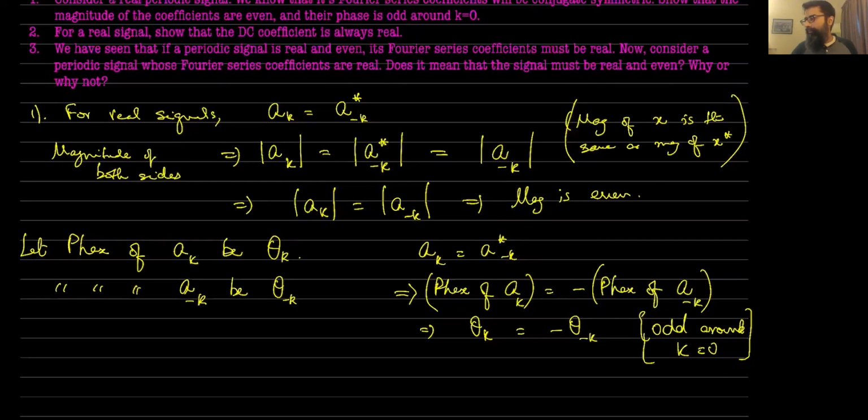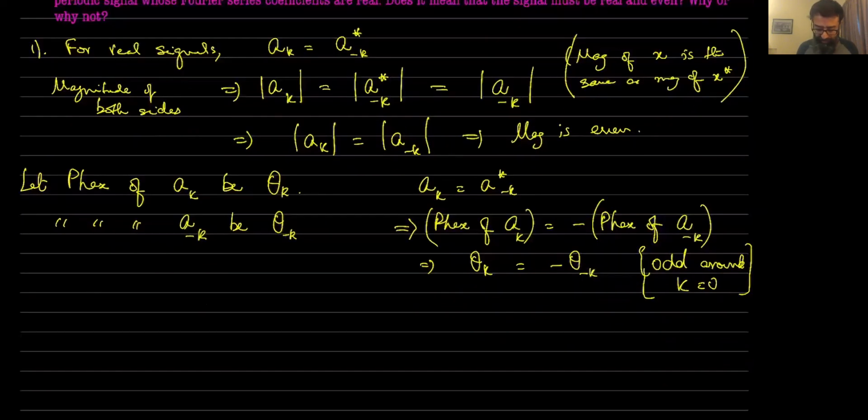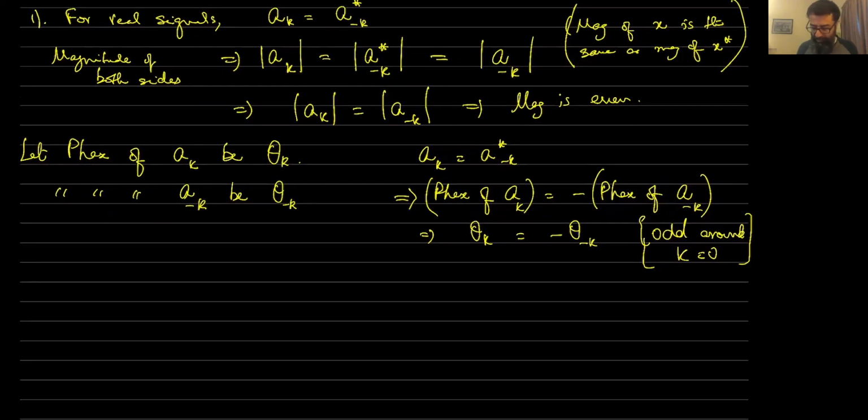Huda is asking, can you explain why the phase of A_k is equal to the negative of the phase of A of minus k? Huda, can you unmute your mic? Yes, sir. Can you hear me? Yes, I can hear you. Sir, how can you say that the phase of A_k is equal to the negative of the phase of A of minus k? How did you use that? What does that actually mean?